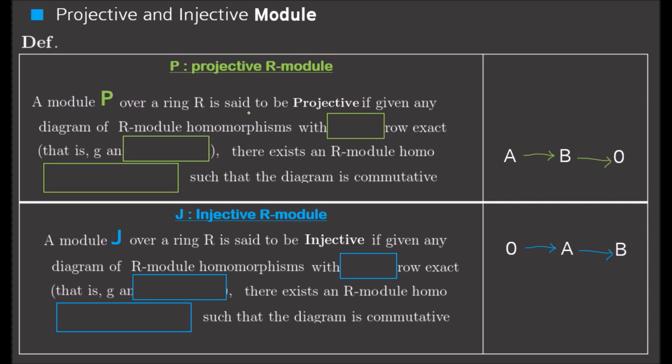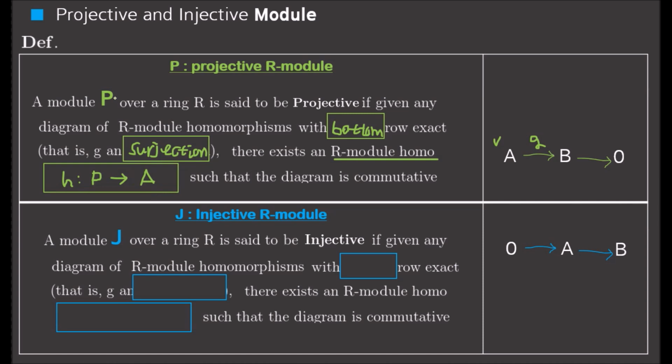A module P over a ring R is said to be projective if, given any diagram of R-module homomorphisms with the bottom row exact, note that if this exact sequence is given, the map G from A to B is an epimorphism, or rather, in this case, a surjection. If the map G is a surjection, then there exists an R-module homomorphism, for convenience H, from P to A.